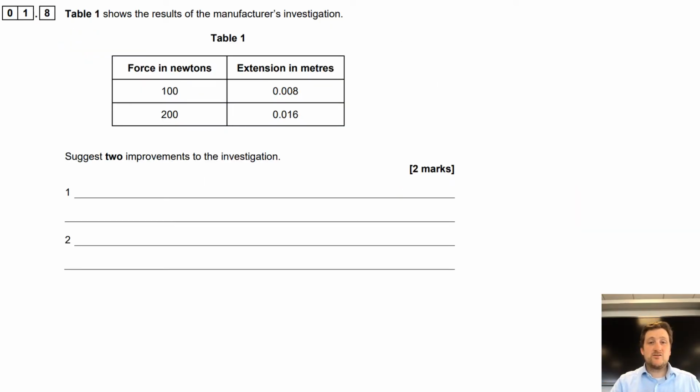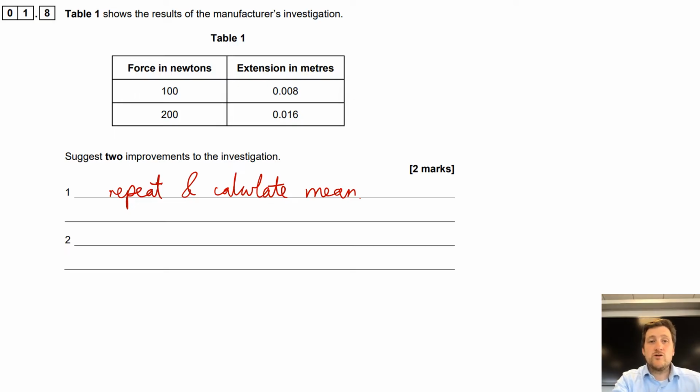Then we have our last one as part of this: suggest 2 improvements. Now, improvements to our investigation. We should always be looking at, is there a method? Have we got a method? No, we don't. So something we could automatically improve is we can repeat and calculate a mean. That should be our go-to answer. It's only going to count as one improvement because you have to do both to improve the accuracy. Repeating it doesn't improve the accuracy until you've calculated a mean and removed those anomalies.